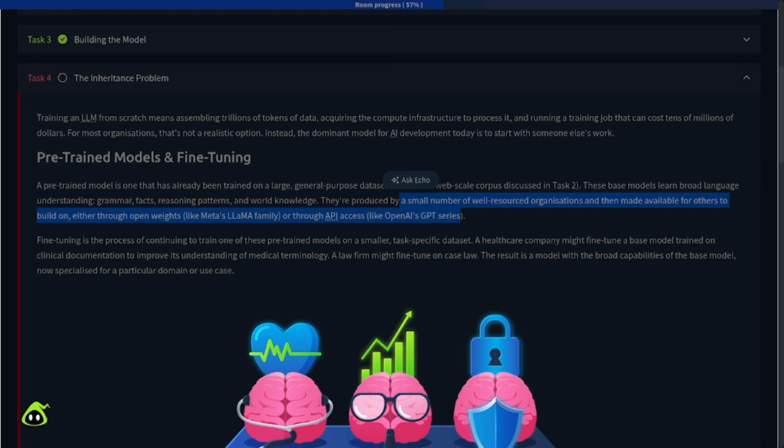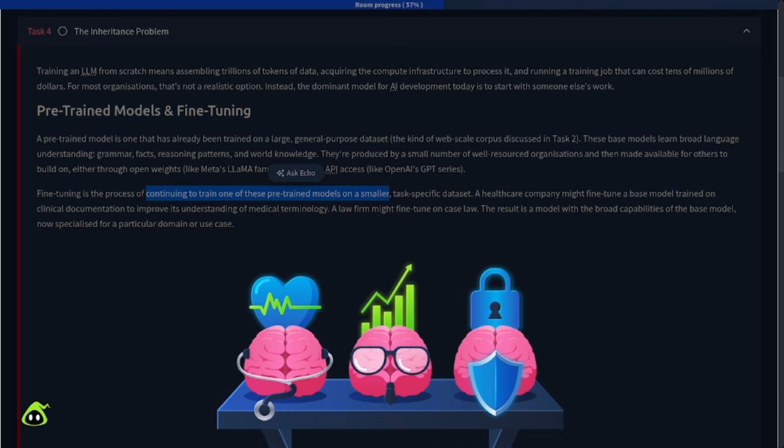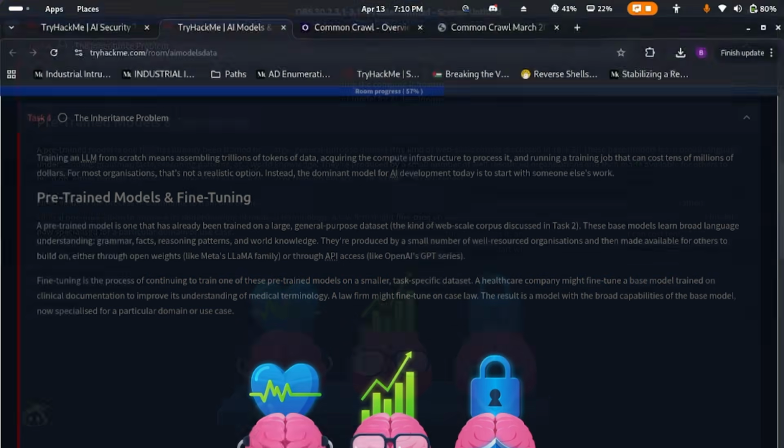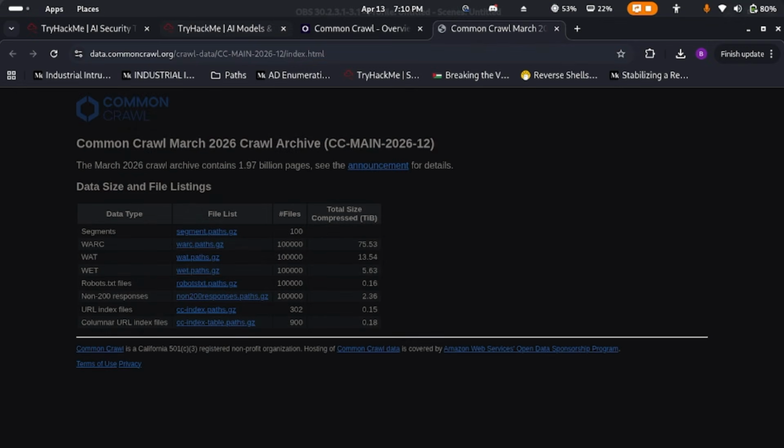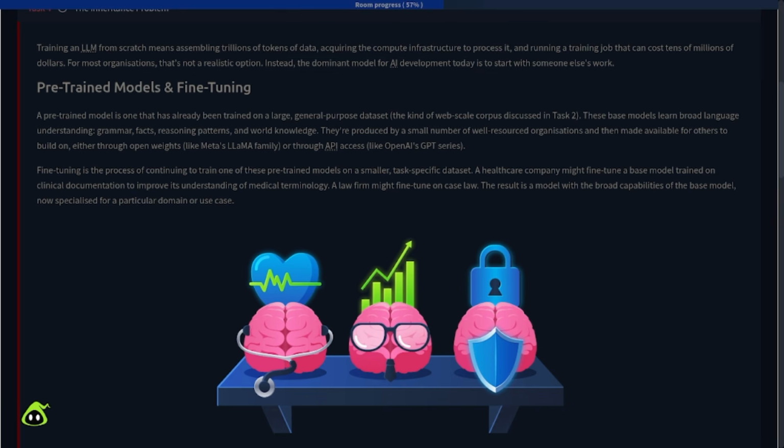Then we have fine-tuning, which is the process of training one of these pre-trained models on a smaller, task-specific dataset. For example, we are a healthcare company, so we would be narrowing down to clinical documentation, medical research, any medical sample, any doctor's prescription, advice and diagnoses, the patient's results, the patient's well-being, anything.